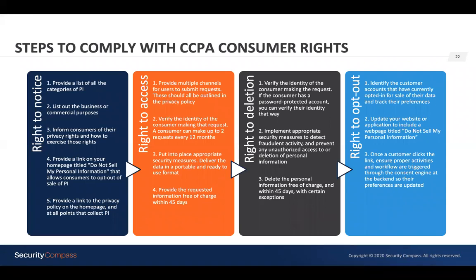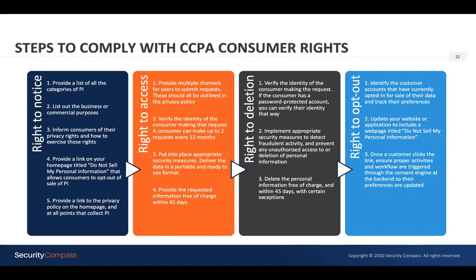If you intend to sell personal information, provide consumers with notice and provide a link titled "Do Not Sell My Personal Information" that allows consumers to opt out of sale on your homepage. And finally, provide a link to your privacy policy on your homepage, as well as all pages and points that may collect personal information.